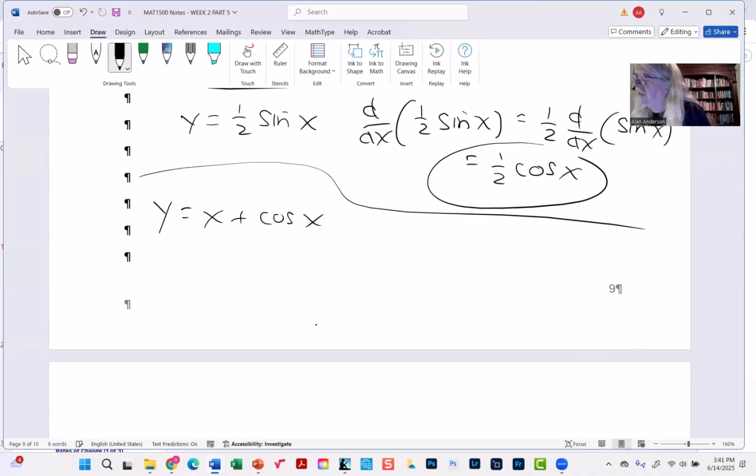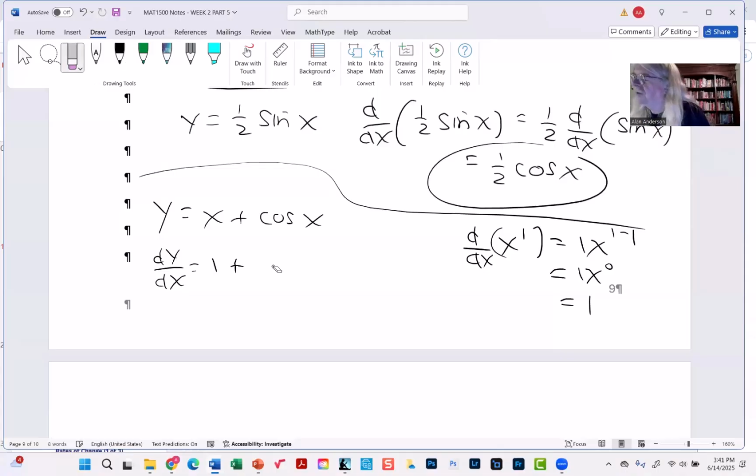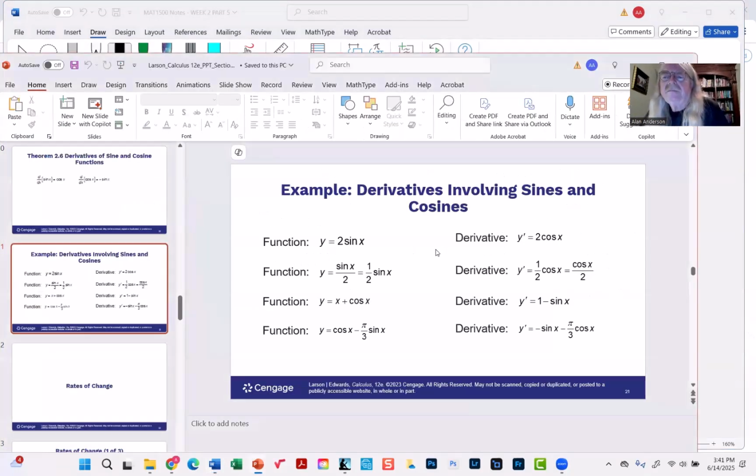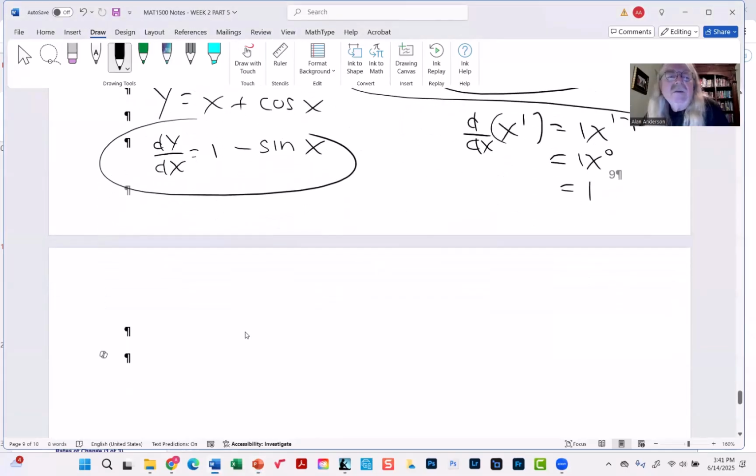So in the first case, we're taking a power rule. This is x to the first power. So this is just 1, and this is now, actually, we should put it as minus, because just a minute ago, I showed you that the derivative of the cosine is negative the sine of x. Well, all right then. And now we got one more.